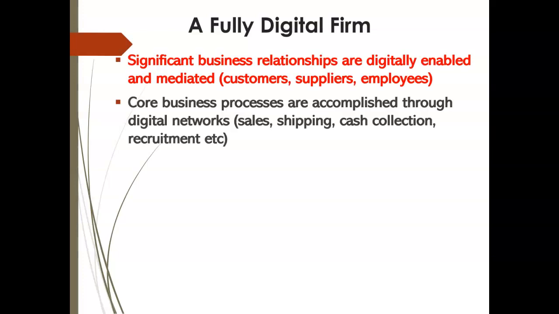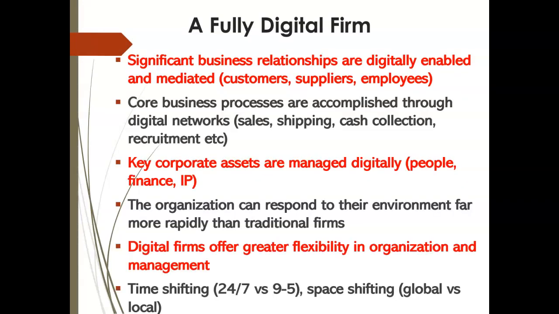So we finished here the last day talking about a fully digital firm. Okay, so we said all the relationships are enabled digitally, all the processes are carried out digitally, people are managed digitally with systems like Core, which is an HR system, Agresso, which is an accounts system. They can respond much more rapidly to their environment. There's much more flexibility, and because you have all these systems available 24/7, you have access to these systems 24 hours a day, 7 days a week, as opposed to the traditional 9 to 5 systems. So that's as far as we got.